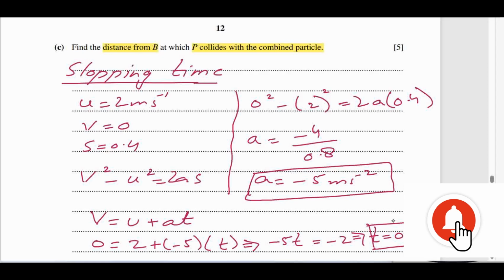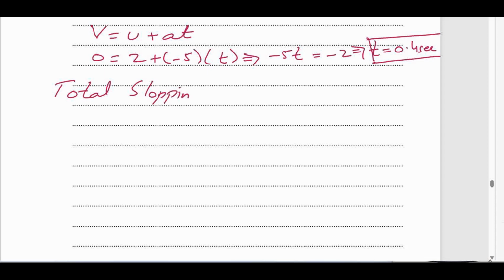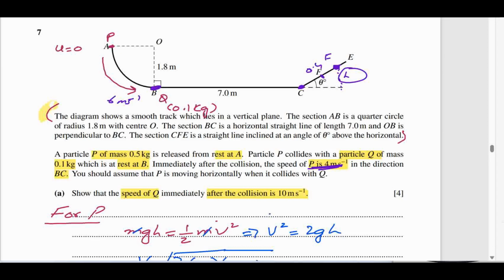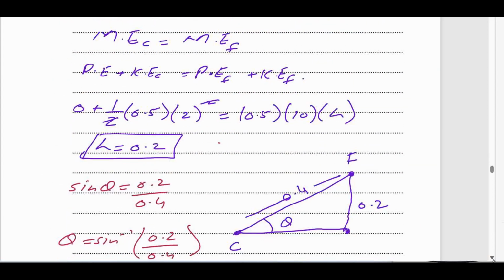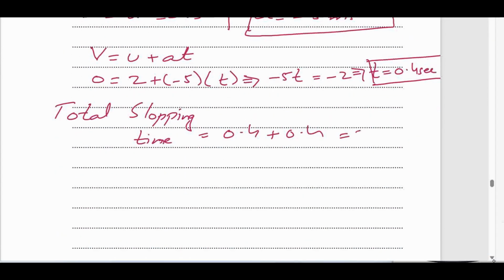So now the total sloping time. Our total sloping time will be equal to 0.4 plus 0.4, because these two will combine after the collision. So that is why 0.4 plus 0.4 will be equal to 0.8. So this will be the total sloping time.